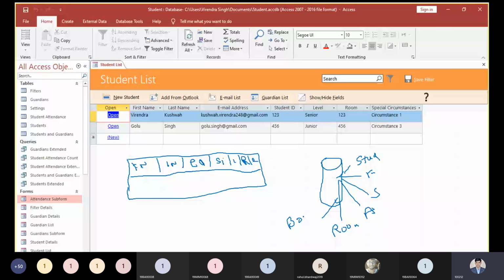So in this database, or suppose we can say X database, how many tables do we have? 1, 2, 3, 4, 5, and 6. So this is the X database, which consists of 6 different tables. These 6 tables are composed into a single database that is known as the X database. And this X database is represented by the schema.